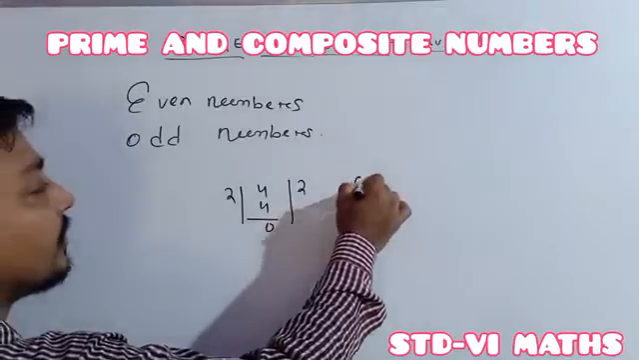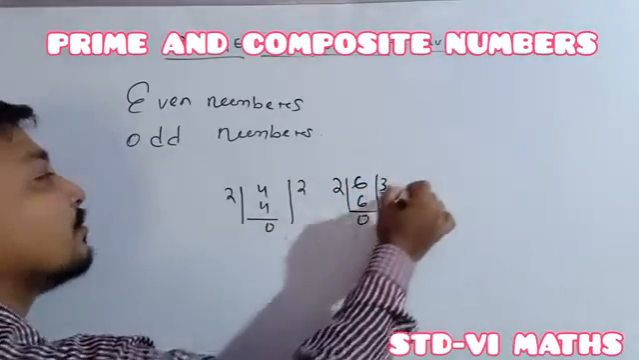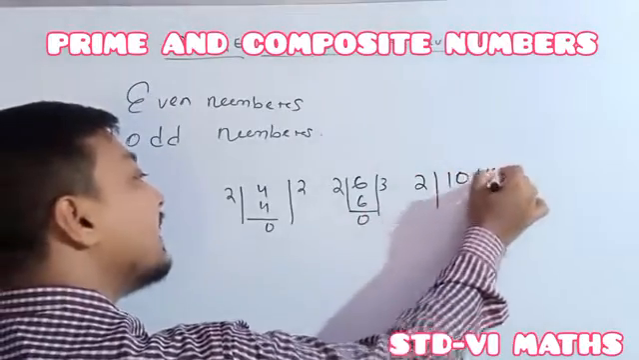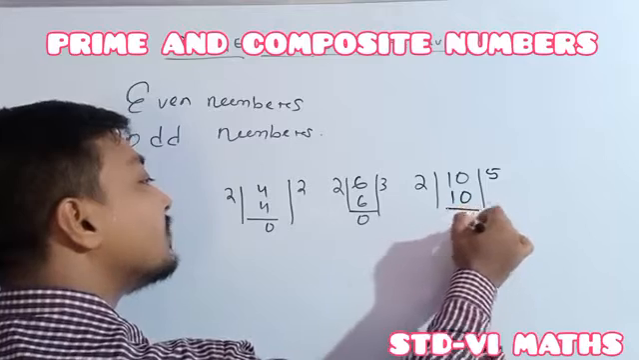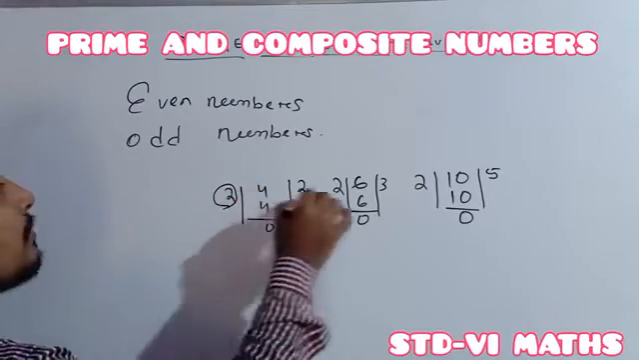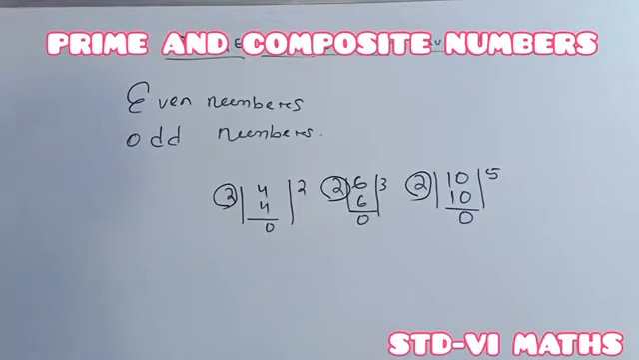6 will also be divisible by 2. 2 3s are 6. Here it is 0. Here it is 10. 2 5s are 10. Here the remainder is equal to 0. So you just have to remember, even numbers are those numbers which are divisible by 2; these numbers we can call even numbers.